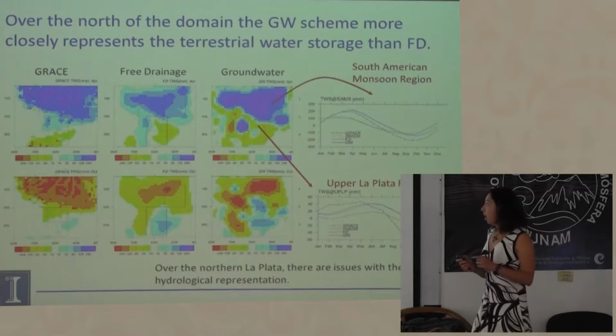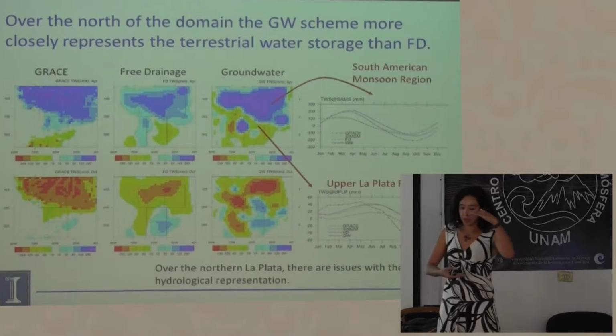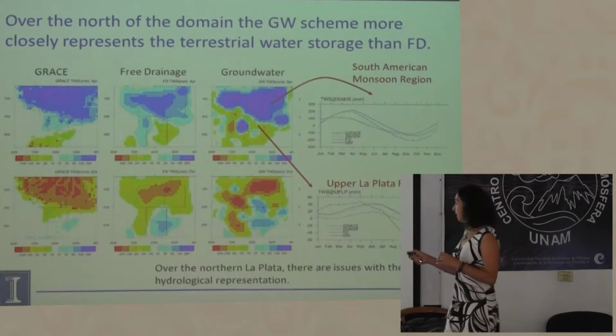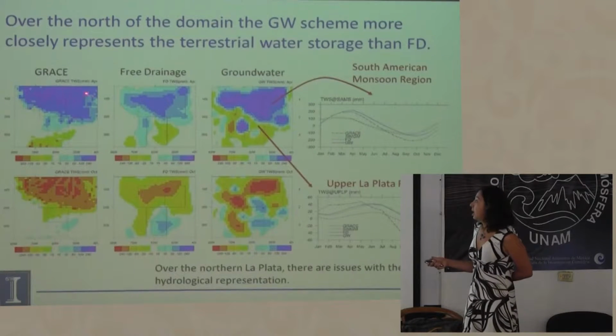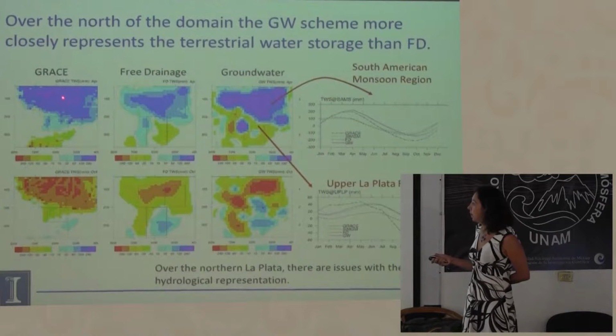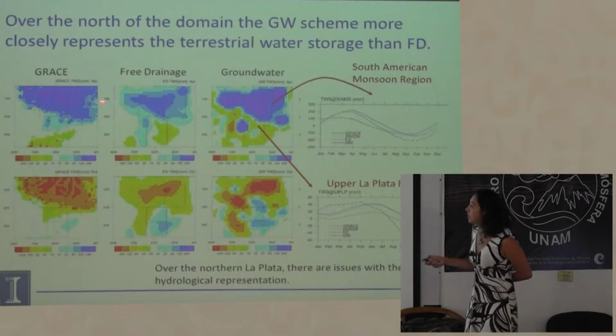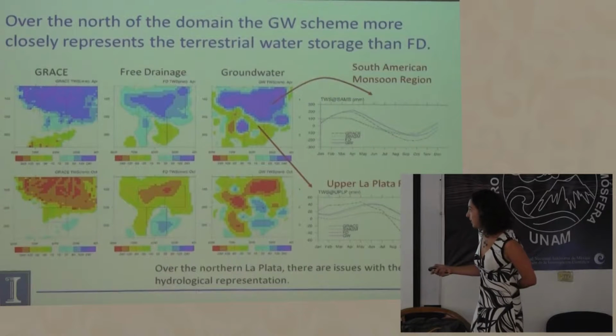Okay, so what I'm showing here is the terrestrial water storage, as simulated with free drainage and with the groundwater simulations. The water storage includes all the moisture in the soil, the canopy, and in this case, the groundwater. And these are GRACE satellite observations. What we find is that, to a first cut, the groundwater model is more closely simulating the spatial distribution of terrestrial water storage than the free drainage. And this is April, the end of the wet season, and October, the end of the dry season and beginning of the wet season.